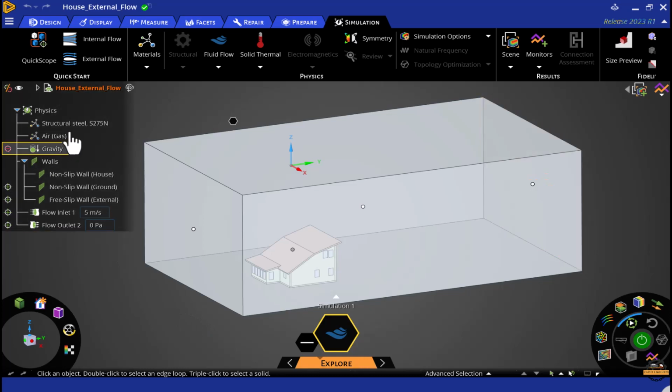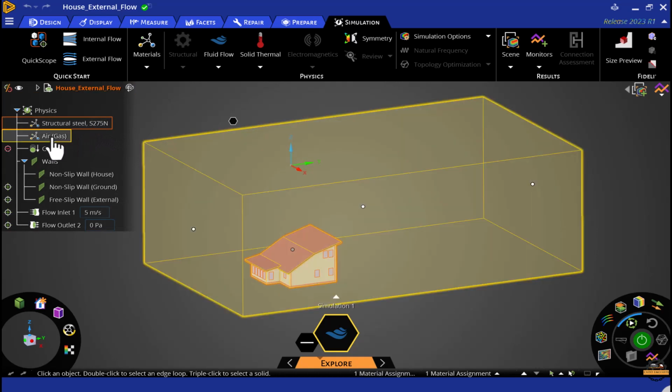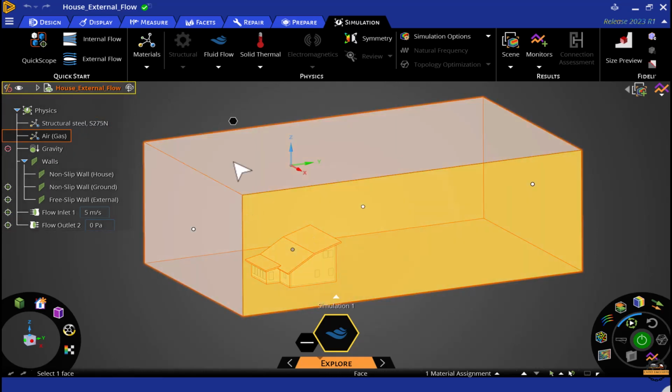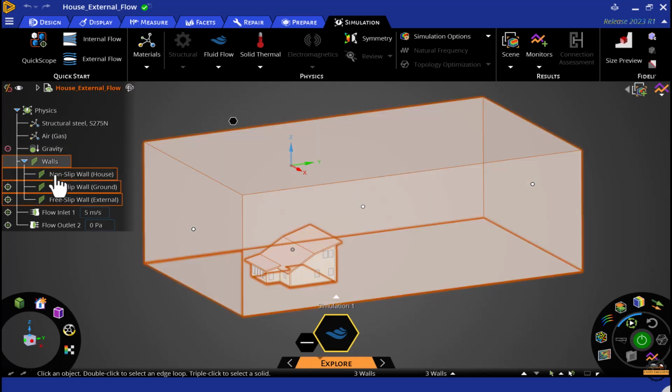So here we have taken a material for this building, that is structural steel, and here we have defined the air, gas, gravity, and the non-slip walls of the house and ground, and free slip walls, the external walls, and we have defined the airflow at 5 meters per second, and we have to see the outlet flow. So let's calculate the problem.